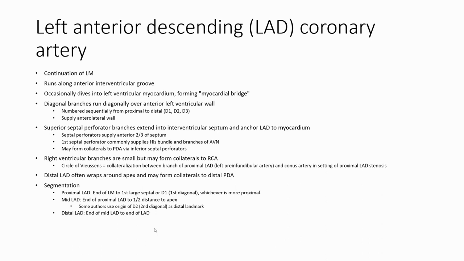Superior septal perforator branches extend into the interventricular septum and anchor the left anterior descending to the myocardium. Septal perforators supply the anterior two thirds of the septum, and the second septal perforator commonly supplies the His bundle and branch of the AVN. They may form collaterals to the PDA via the inferior septal perforator. Right ventricular branches are small but may form collaterals to the right coronary artery.